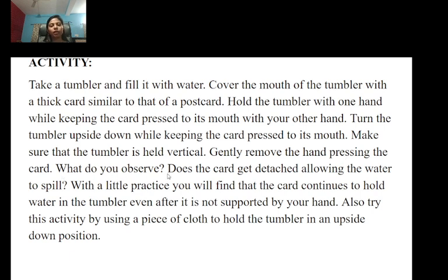What do you observe? Does the card get detached, allowing the water to spill? With a little practice, you will find that the card continues to hold water in the tumbler even after it is not supported by your hand. Also try this activity by using a piece of cloth to hold the tumbler in an upside down position. Okay, so this is your activity, students.